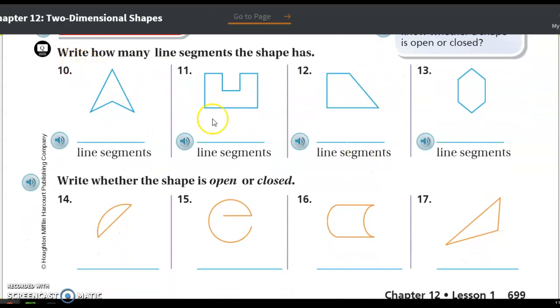For 10 through 13, you're going to write how many line segments. In 14, you're going to write open or closed. Go ahead and answer though. Pause it first, answer them, and then I'm going to go over it.